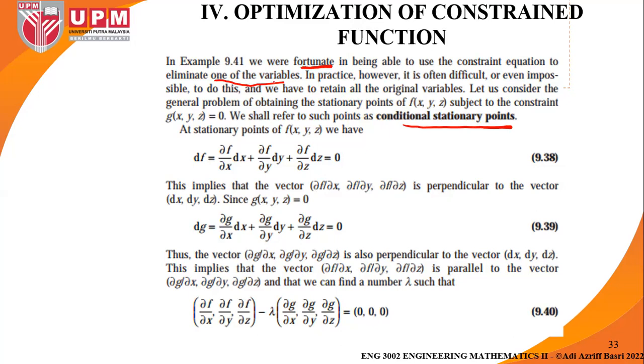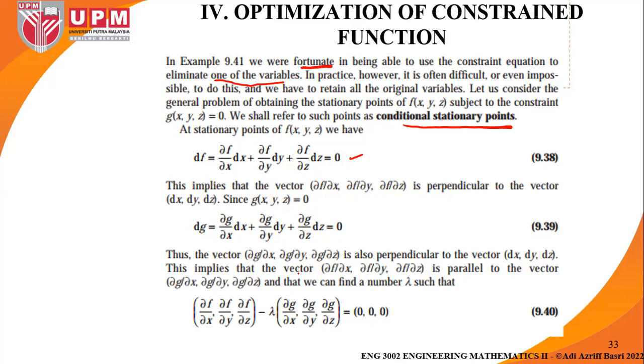So in normal conditions, without the special condition just now, where you cannot eliminate, we need to use the conditional stationary point conditions. As a stationary point of f of x, y, and z, we have the differentiation of partial f over partial x times dx, plus partial f over partial y times dy, plus partial f over partial z times dz equal to 0. So this implies that the vector of partial f over partial x, partial f over partial y, and partial f over partial z is perpendicular to the vector of dx, dy, and dz. Since g of x, y, and z equals 0, when we partially differentiate it, it becomes 0. Thus the vector of partial g over partial x, partial y, and partial z is perpendicular to the vector of dx, dy, and dz.